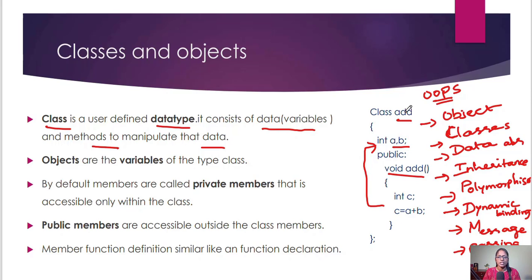So I am defining a new class based on some process. If I want a class add, add means what? I want 2 variables to add the data, and what is the function I am going to do? I am going to add it, add function c equal to a plus b. So this is a simple process, and based on the application, for example, if it is a banking system, I can give class banking system.